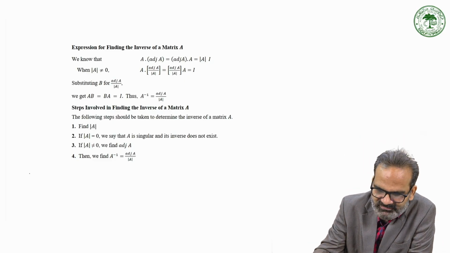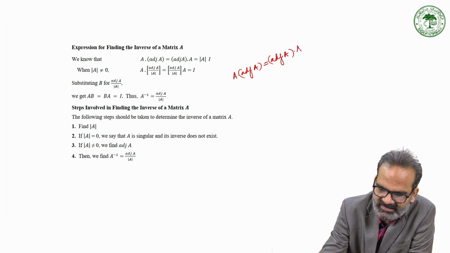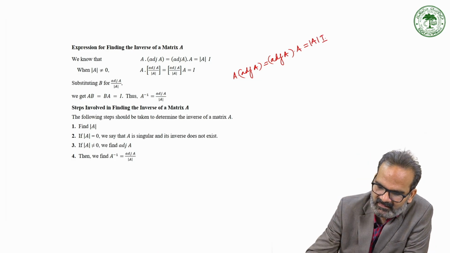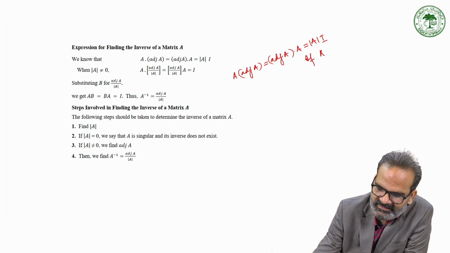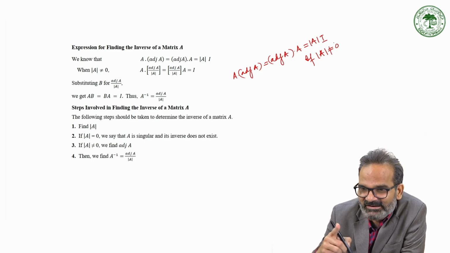So, we have seen in the last slides, A is multiplied with its adjoint. This is equals to what? If adjoint of A is multiplied with A, the product of these two matrices is determinant of A into I, right? Now, if the determinant of a matrix is not equals to 0, if the matrix is non-singular, only then this will be possible what I am going to write. If the matrix is singular, we cannot proceed.